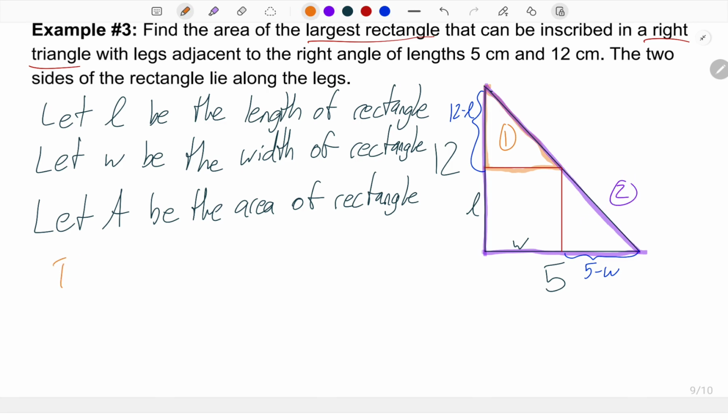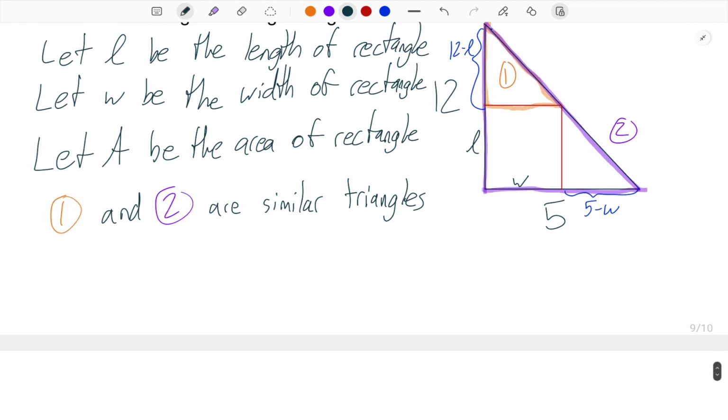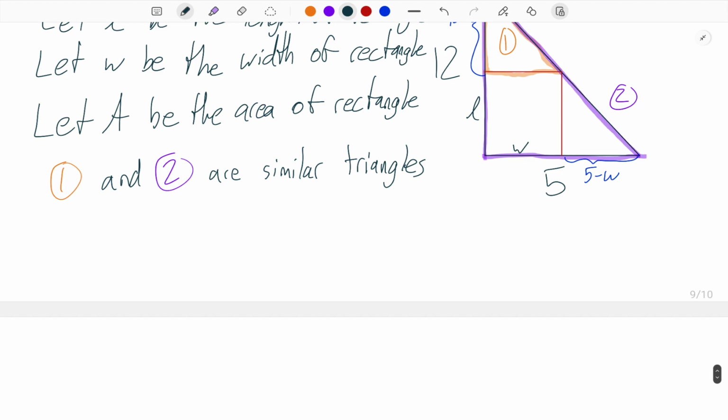So basically, 1 and 2 are similar triangles. Okay, and how are we going to use that? Well, what matters about similar triangles is that the ratios of the sides in the similar triangles, those ratios are the same. That's kind of actually what all of trig is built upon, is the ratios of triangles being the same. And so that's similar triangles. So how are we going to make use of that?